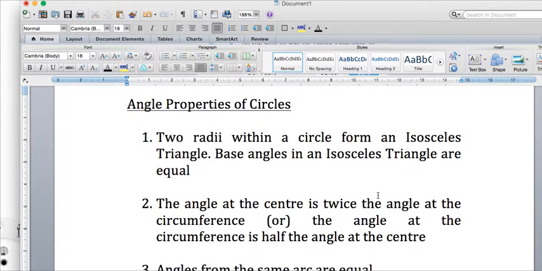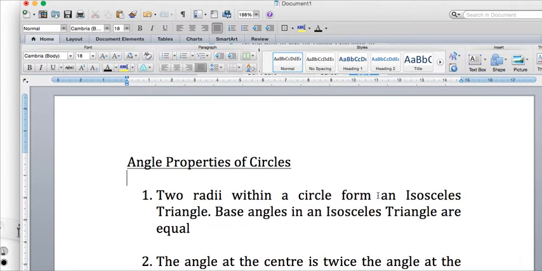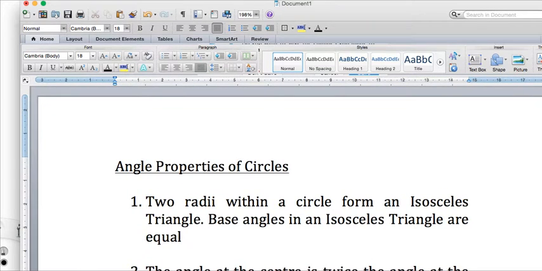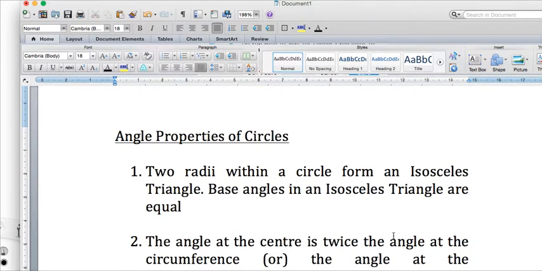First one, two radii within a circle form an isosceles triangle. Sorry, whānau, zooming in. Base angles in an isosceles triangle are equal. So it's kind of two rules there, but we've seen this one before. So let's have a look at a visual.